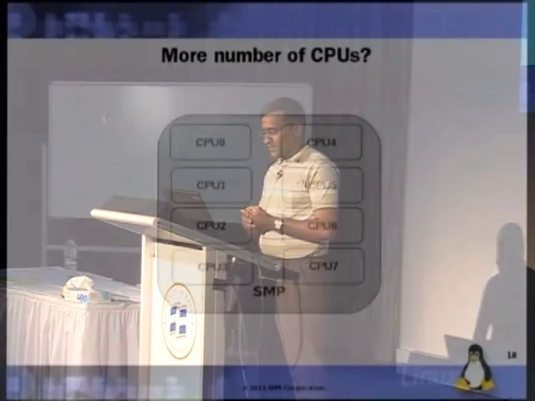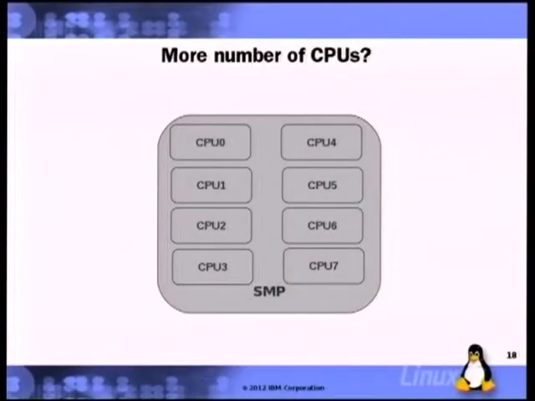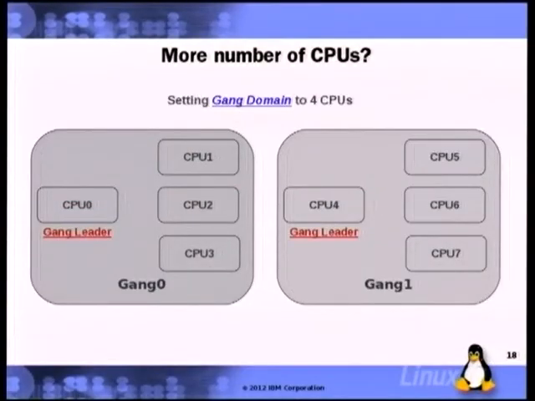So what if you have more CPUs? If we do a gang domain of 4 CPUs, then we have 2 different gangs running separately on their own. Gang 0 would take care of gang scheduling on its own domain, while gang 1 will do it on the other domain. We can do gang on 8 CPUs, 16 CPUs, but whether it would scale up, that's the thing we have to answer.